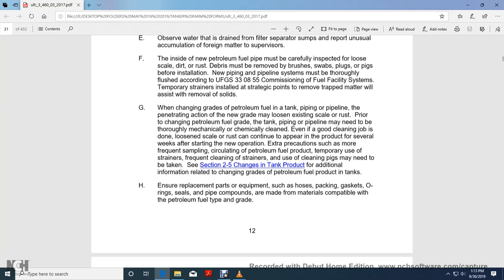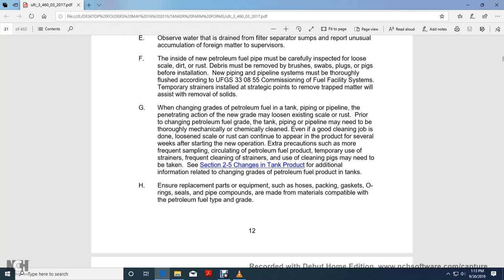Temporary strainers are installed at strategic points to remove trapped matter and assist with the removal of solids. When changing the grade of petroleum fuel in a tank, and for the piping or pipeline for the new grade, the change may loosen existing scale and rust. Prior to changing the petroleum fuel grade, tank piping and pipeline may need to be thoroughly cleaned mechanically or chemically.